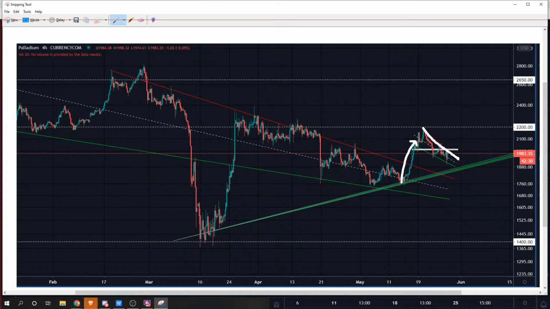And now we're getting another contraction, and I think we may get another expansion phase in terms of the volatility towards the upside. It's just a matter of if we're going to break this $2,200 level of resistance or not. But that's the overall structure that I currently see within the market.